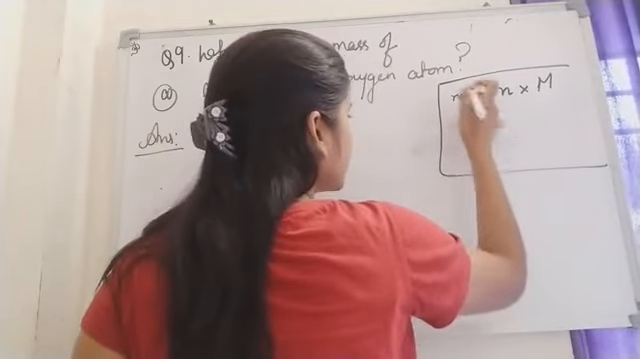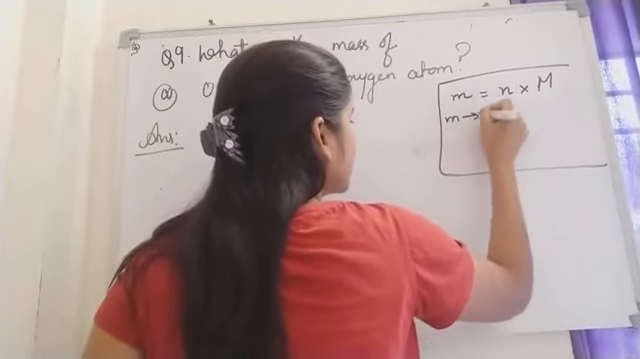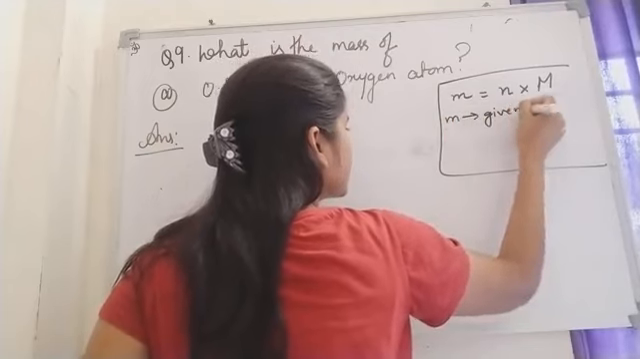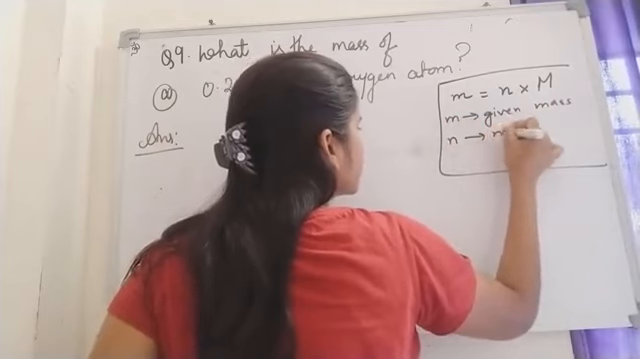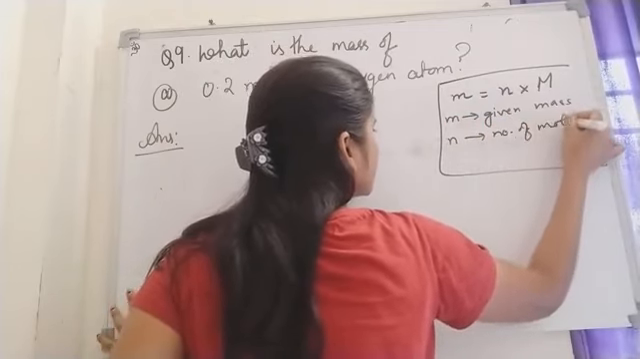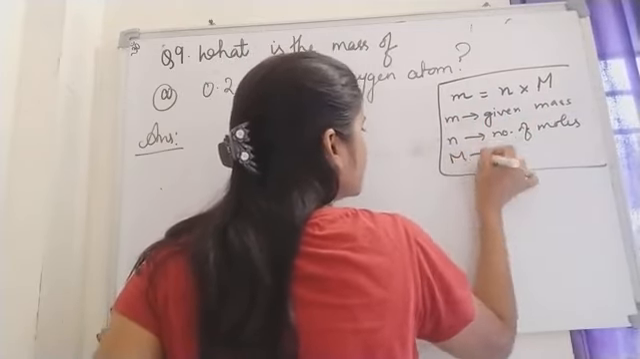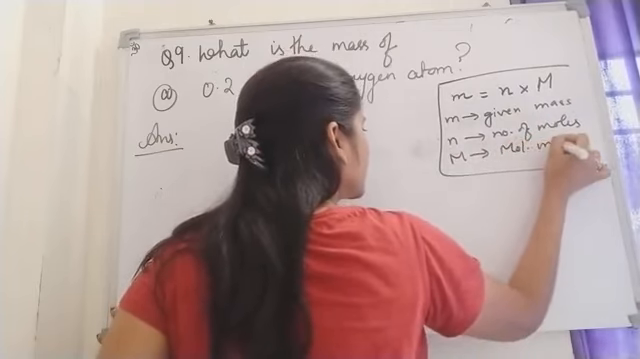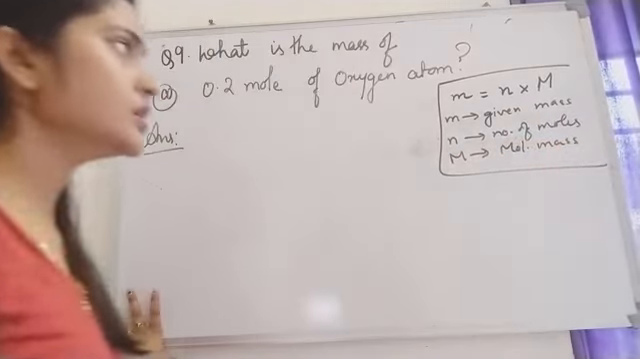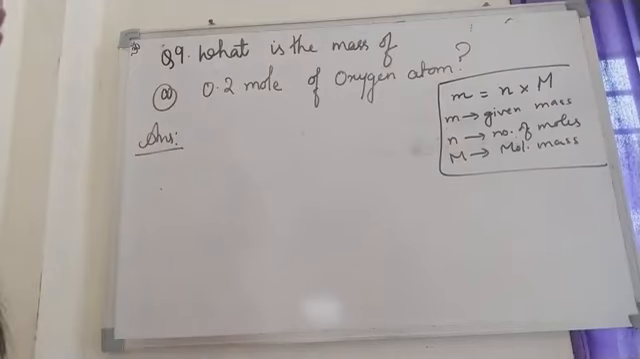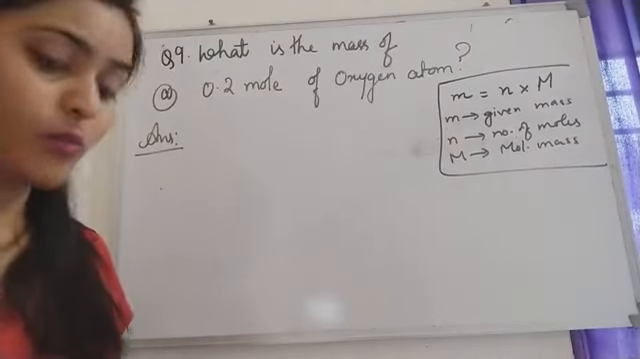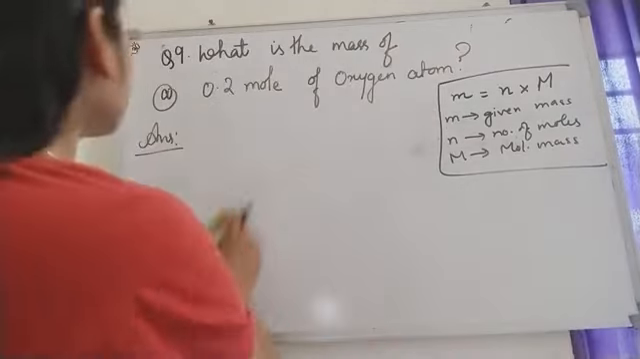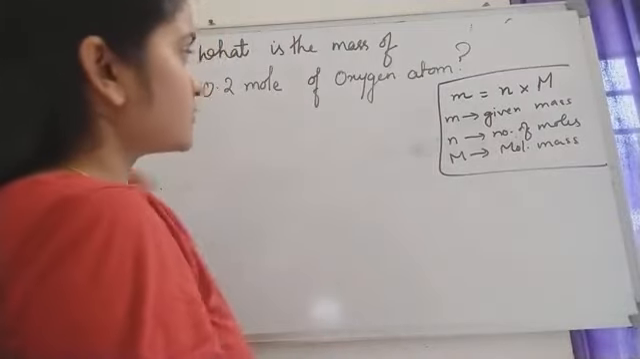Small m is the given mass, that is, the mass that we require to find out. Small n is the number of moles. Capital M will be the molecular mass. So we can simply use this formula. I'll solve this one in both ways, so you can see which one is easier for you all.